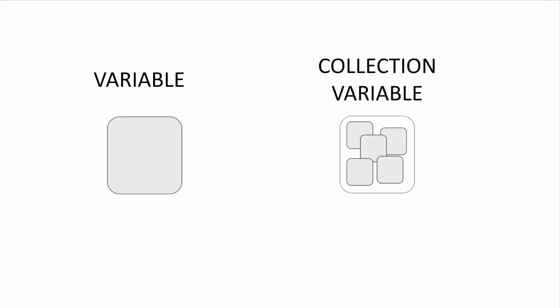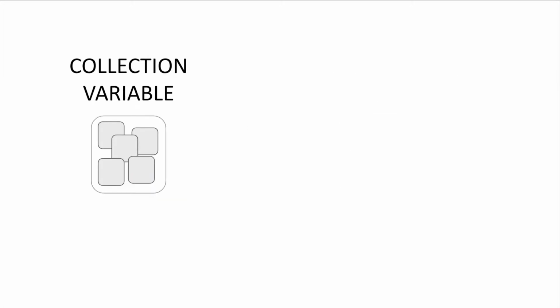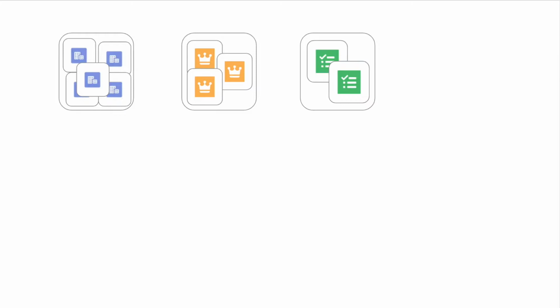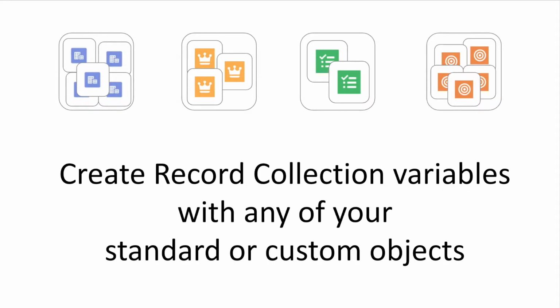So remember, a variable is like a container that stores a single data point, while a collection variable is a container for multiple data points. So where do record collection variables fit in? A record collection variable is specifically focused on Salesforce records. So it's basically a group or a collection of multiple Salesforce records pertaining to a single object. So you could have record collection variables that store accounts, opportunities, tasks, campaigns, basically any of your Salesforce records, whether they're for standard objects or custom objects, can be stored within a record collection variable.